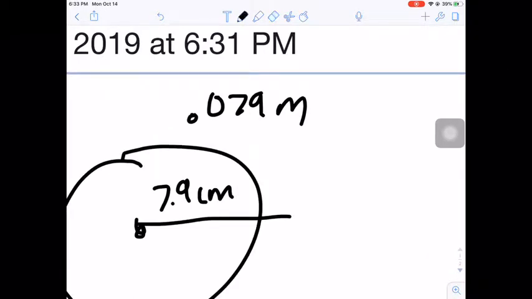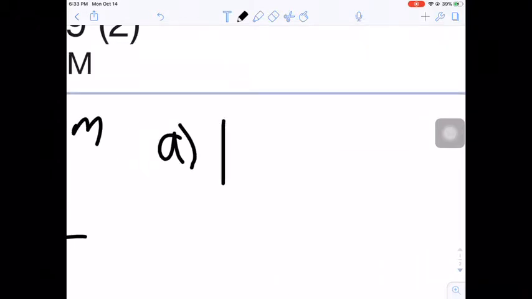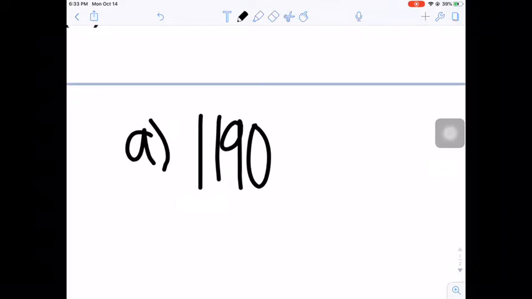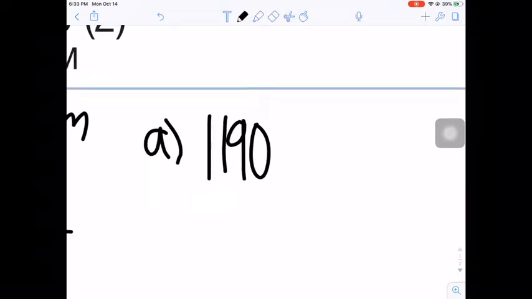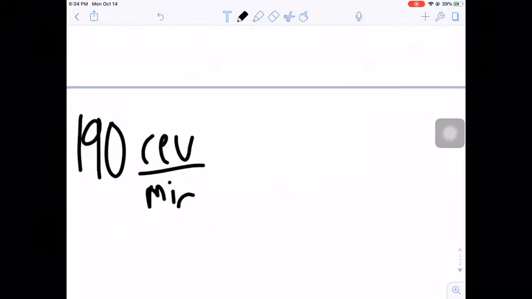Part A asks to find the angular speed, and it gives you the angular speed, but it wants it in radians per second, and it gives it to you in revolutions per minute, so you have to convert 1,190 revs per minute to rads per second.